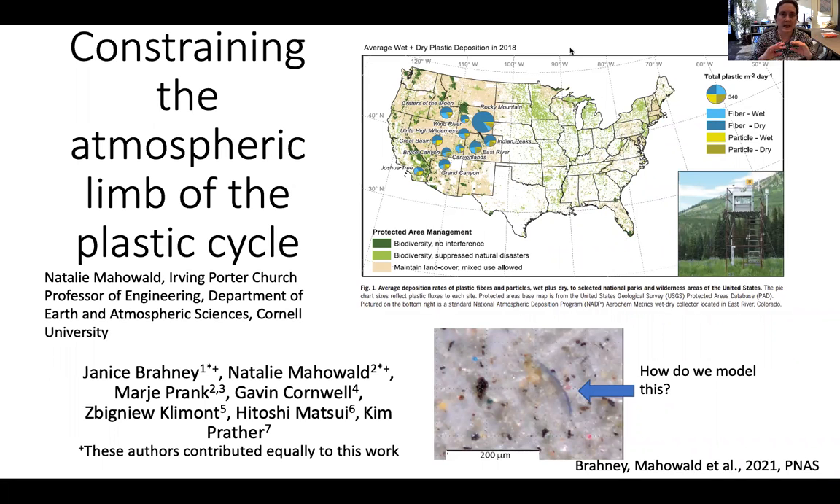Today, I'm going to talk about the atmospheric part of the microplastic cycle using an amazing set of observations that Janice Brahney and her co-authors published in Science last year, focused on Western United States national parks and in rather mountainous regions. They detected quite a bit of microplastics in these regions that were coming from long-range transport, but not from local contamination. And so we put these into a model and deduced some of the different sources.